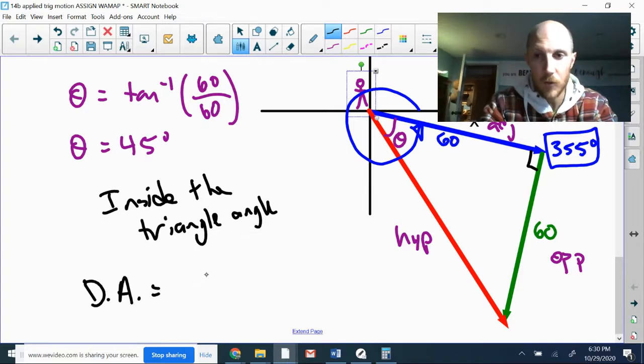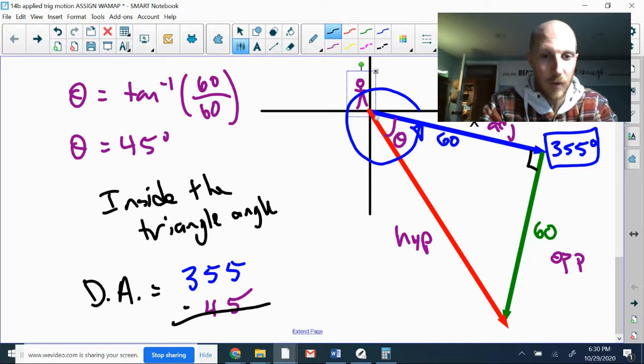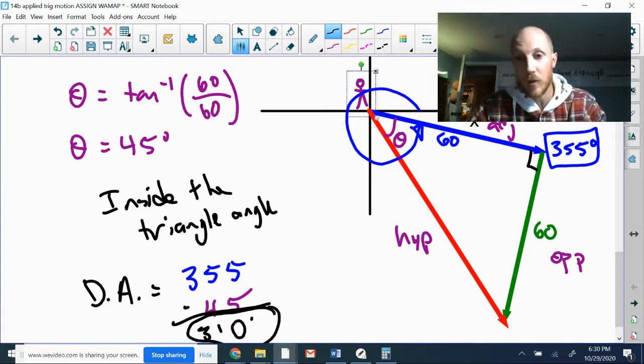Direction angle. So we're going to have 355. That is the direction angle of the blue vector. Subtract the inside the triangle angle, which is 45, and we'll get our final answer. In this case, the direction angle from port to the ship is 310 degrees.